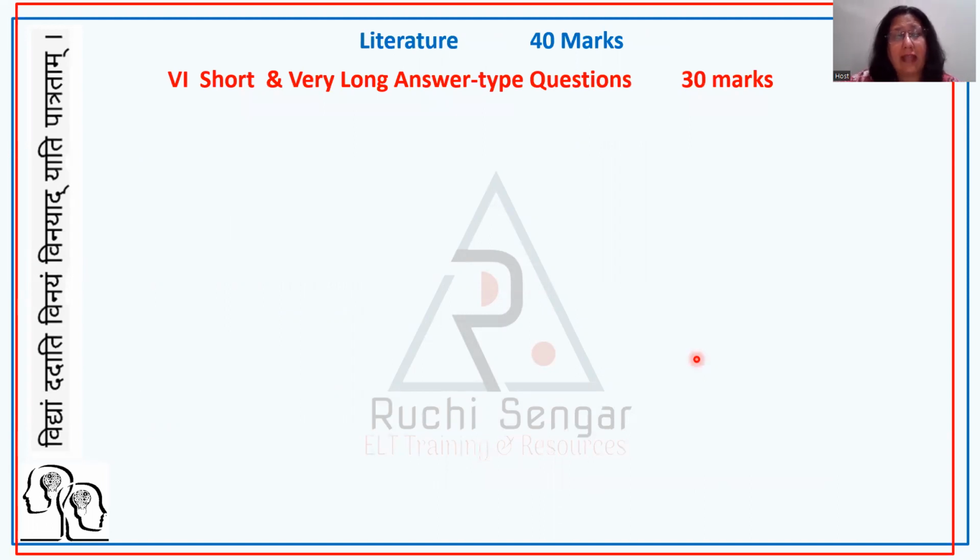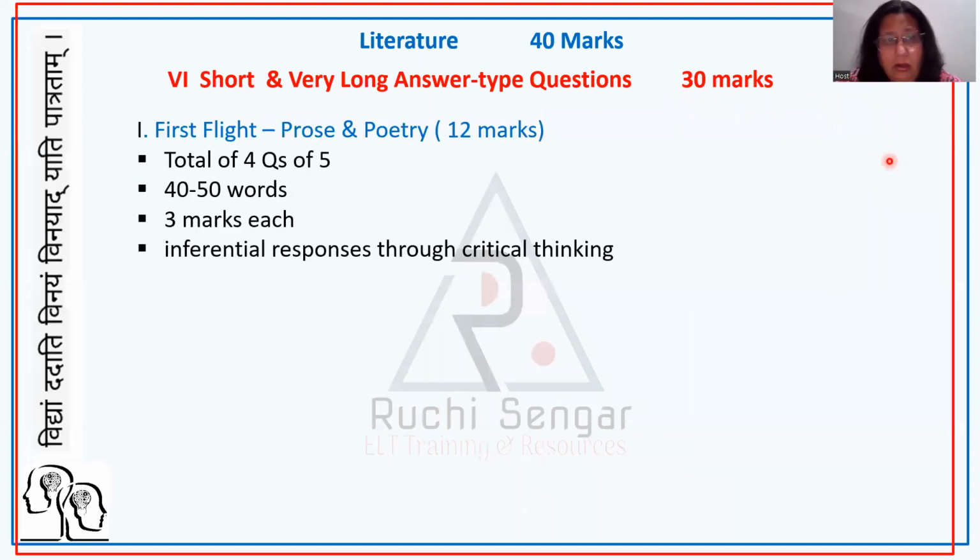Then you have the short and the very long answer type questions. Very long. Okay, so 40 minus 10, 30. 10 marks MCQ, extract base. Now we are left with 30. So now, from first flight, you have prose and poetry and you have 12 marks. So your short questions, total of 4 questions out of 5. Short questions, 40 to 50 words, 3 marks. Not 2 marks, 3 marks.